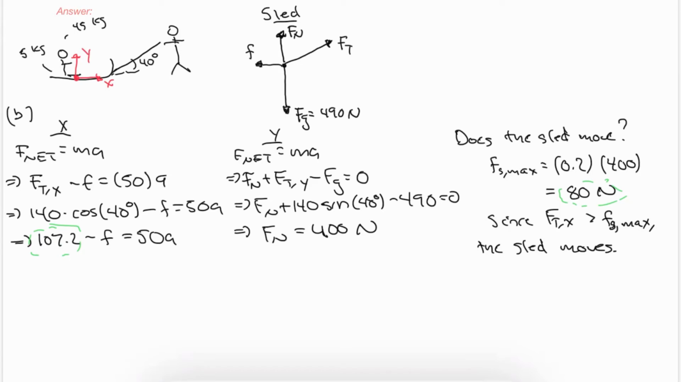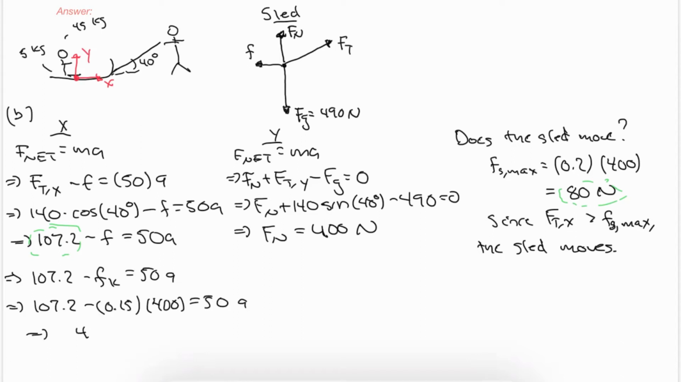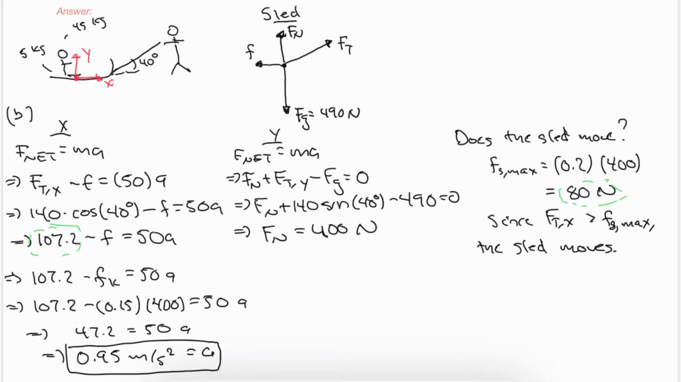This means that now we know our force of friction is going to be kinetic friction. The sled's going to slide. And so we can plug that information into our x direction, and now we start to solve the information, and in this case we calculate the force of kinetic friction by using its coefficient, and that tells us that the acceleration is 0.95 meters per second squared.